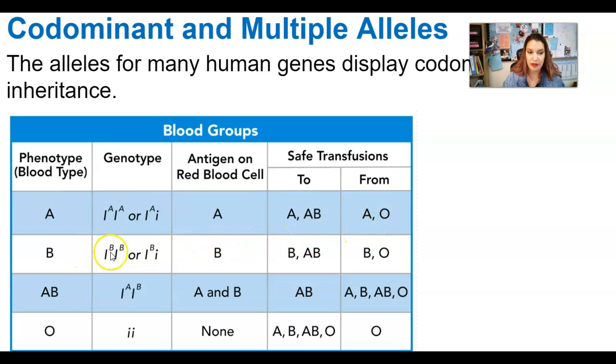And there's also blood type B. They can give to blood type B and AB because they have that B antigen. And then they can receive blood type B or O from anyone.